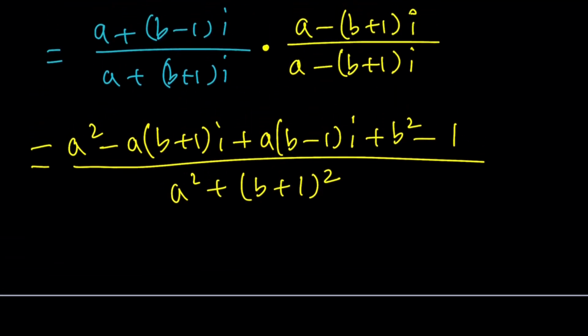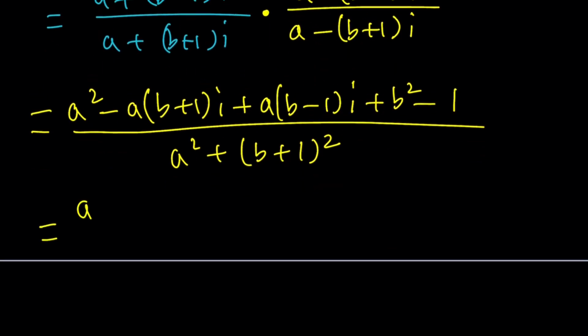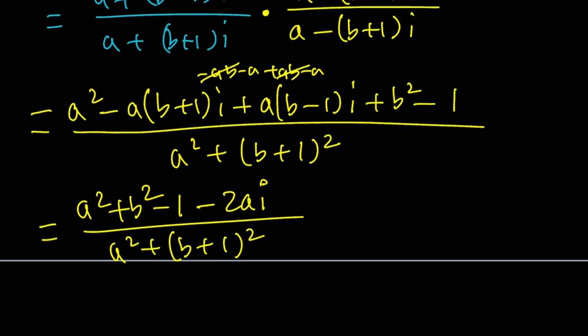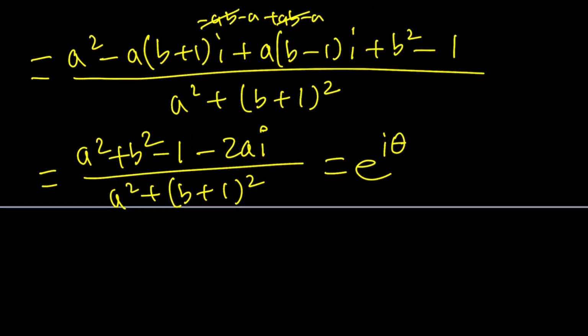Now we can go ahead and simplify this a little bit by putting the real parts together, a squared plus b squared minus 1. And then the imaginary parts are basically going to be like minus ab minus a plus ab minus a. And ab is going to cancel out. We're going to end up with minus 2ai. And that is divided by a squared plus (b plus 1) quantity squared, and that's equal to e to the i theta. What are we trying to find here? Are we trying to solve for theta or z? We're trying to solve for z. So I guess we could say that we're trying to solve for z or find z in terms of theta. Okay? Let's see if we can do this.